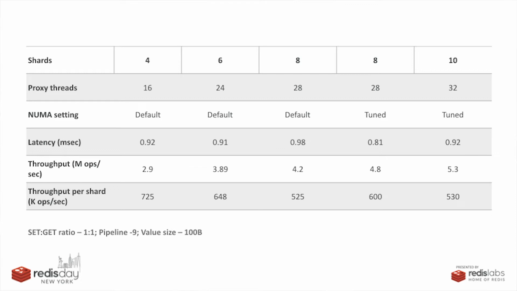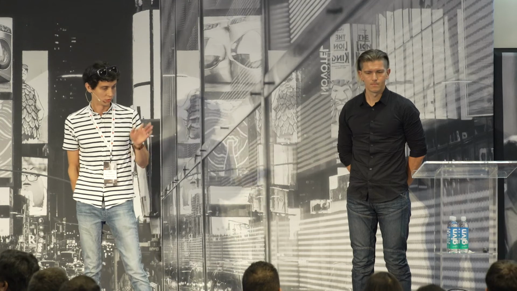First of all, I want to mention that Redis Enterprise has close to linear scalability, and I would like to show you what we can do on a single node first. Maintaining latency under 1 millisecond, using a get-set ratio of 1:1, pipeline 9, and a key value size of just 100 bytes. On a single node, with 4 shards we can do 2.9 million operations per second. 6 shards, almost 3.9 million, and 8 shards, 4.2 million.